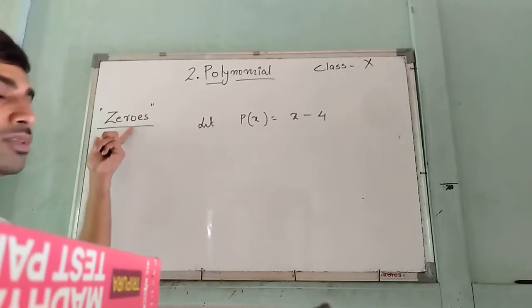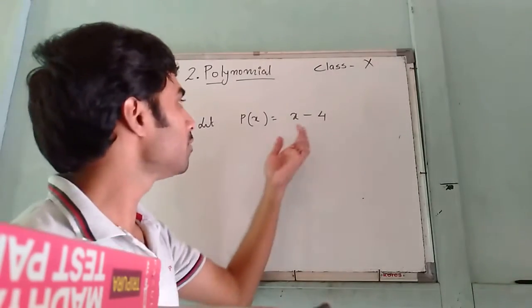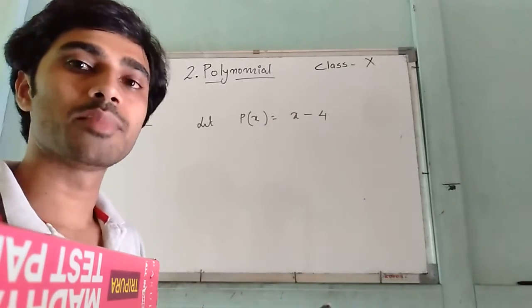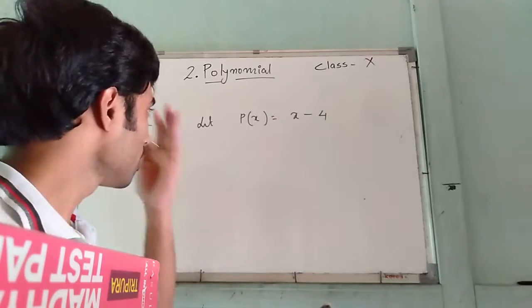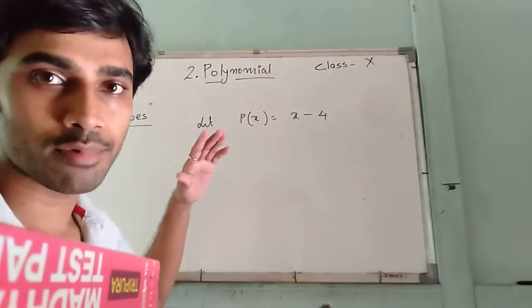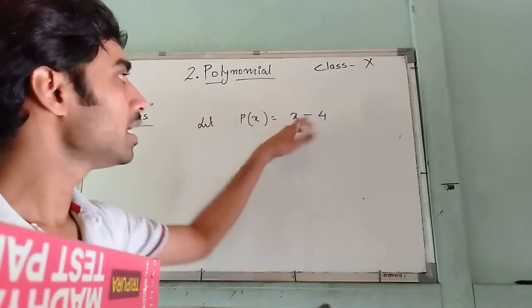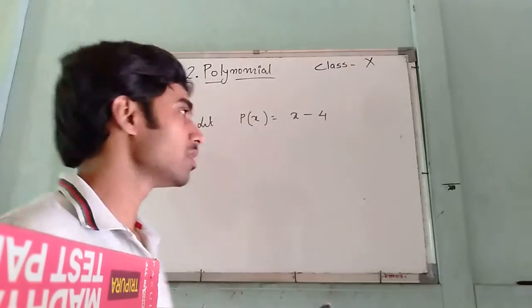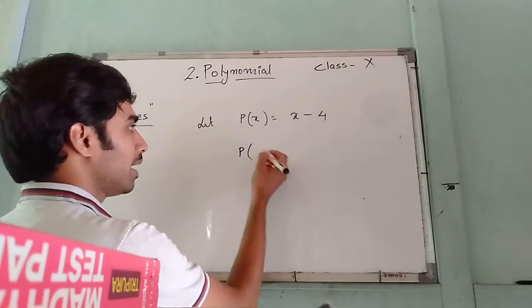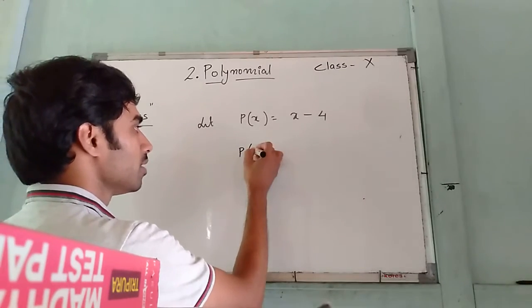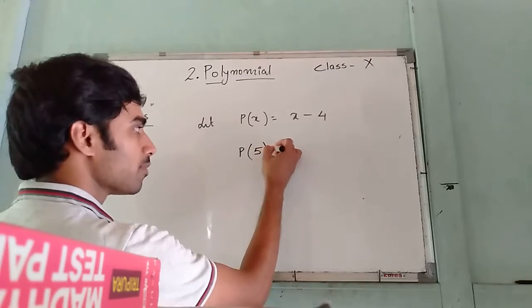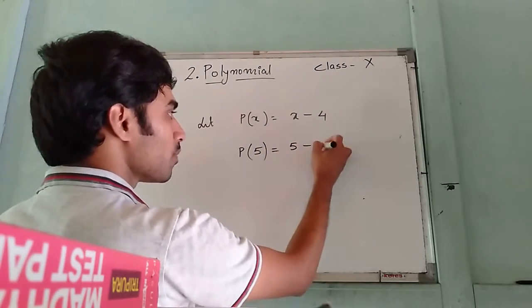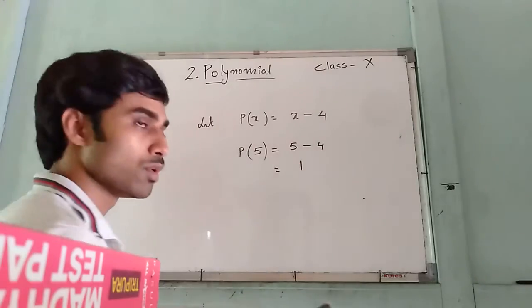Now what do you mean by zero? Zero means what could be the value of the variable in the polynomial so that the answer becomes 0. I repeat once again. Zero means what could be the value of the variable in the polynomial so that the answer becomes 0. Let's write 5. In place of x I am writing 5. So here what will come? In place of x we have to write 5 and minus 4. 5 minus 4 is 1, which is not 0.